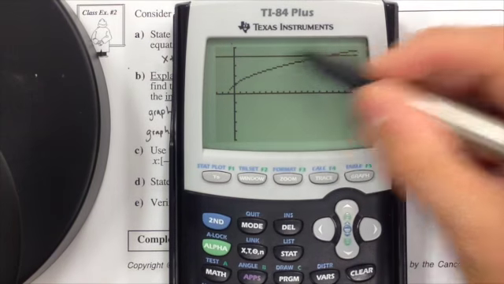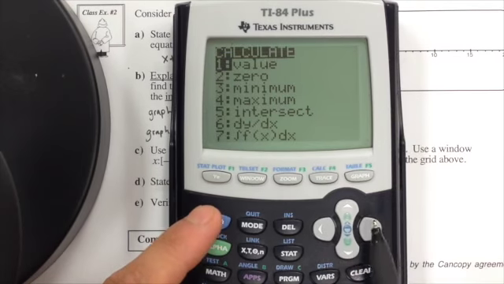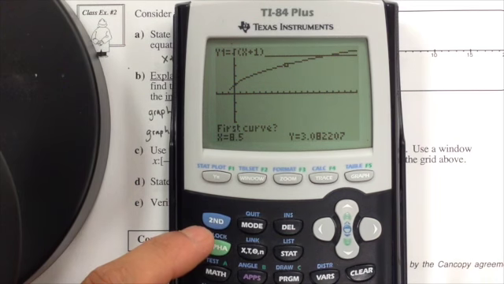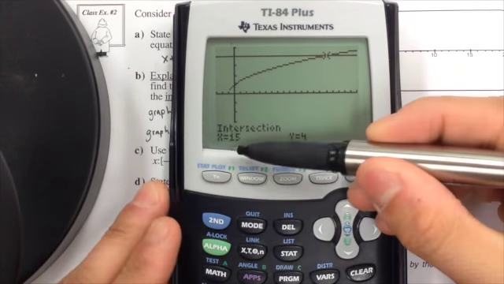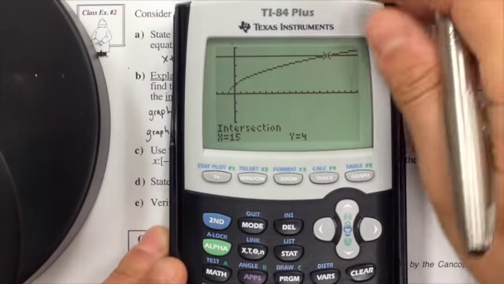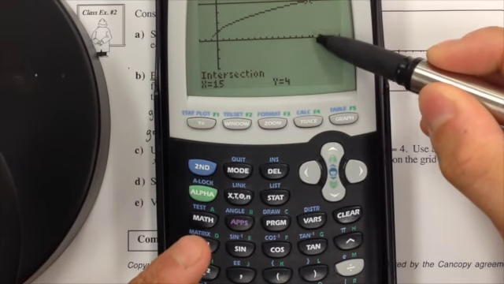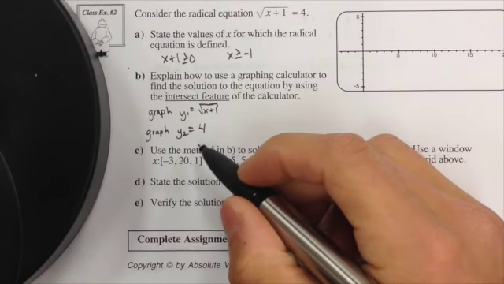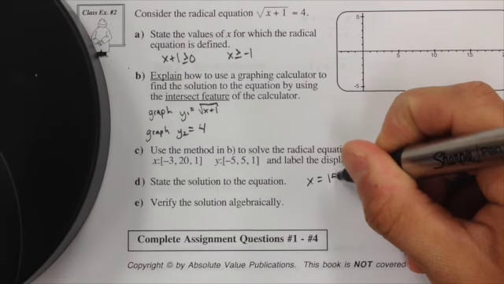It's where y is equal to 4, and we'll find out what that point is by doing our trace function. So second function trace, option 5. And so you have to enter the point on your first curve. These are just guesses, but we're told that it intersects at x is equal to 15. Okay, so at y is equal to 4 and x is equal to 15. So state the solution to the equation down here. x is equal to 15.